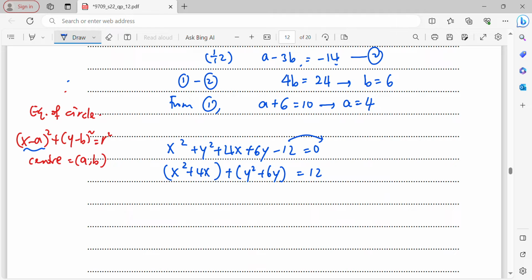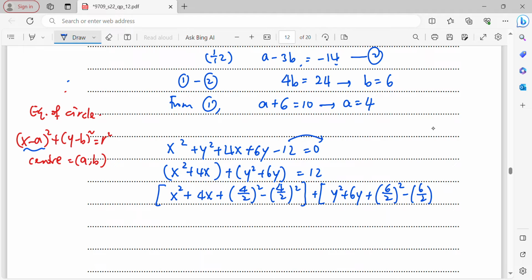That means I have to complete the square. So complete the square means x squared plus 4x, then plus 4 over 2 squared minus 4 over 2 squared. This is from the first bracket, x squared plus 4x. And then for the second term, same case, y squared plus 6y, then plus half of the 6, it will be 6 over 2 squared minus 6 over 2 squared, then equals to 12.